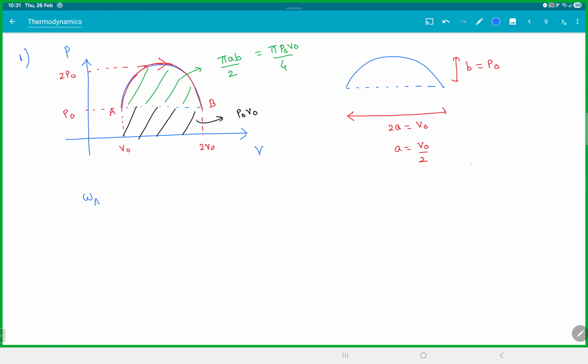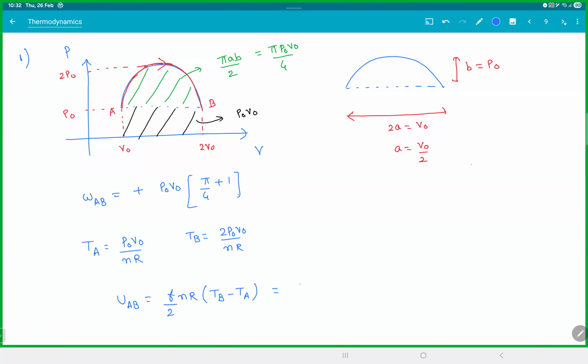Therefore, the work done to go from A to B is plus because you're going from left to right, and it is P naught V naught times (pi by 4 plus 1). That's your work done, everyone. Next thing, what is the temperature at A? P naught V naught by NR. Temperature at B, 2 P naught V naught by NR. So from here you can find the change in internal energy, U_AB is equal to f by 2 NR delta T, which is TB minus TA. For helium it is 3 by 2, number of moles n, and TB minus TA is P naught V naught by NR. So U_AB will be 3 P naught V naught by 2.